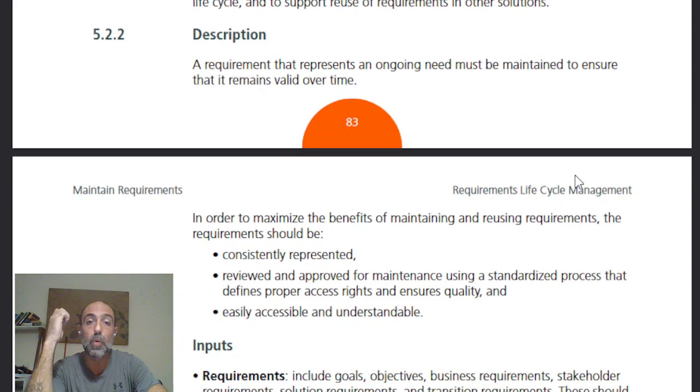Description. A requirement that represents an ongoing need must be maintained to ensure that it remains valid over time, which means we always have to consider it, because ultimately everything we do is supporting some form of change, or at the very least coming close to something that's messing with the requirement itself. Because if we're adding value to it we have to maintain it. If we're going away from it we have to either adjust it or maintain our actions in relevance to the actual requirement.